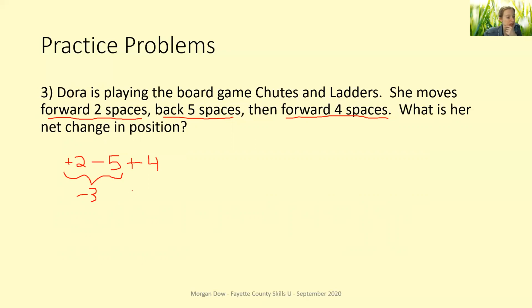So then -3 plus 4, positive 4 spaces, that's going to be a change, right? If you've gone back 3 spaces, but then you go forward 4 spaces, overall, you will have gone forward 1 space. So the answer, -3 plus 4, gives us an answer of +1. So her net change would be +1.